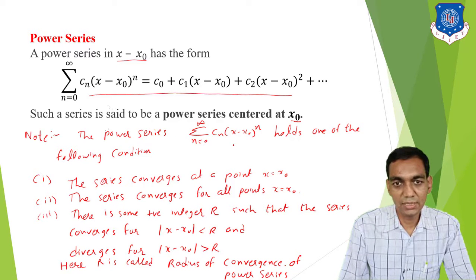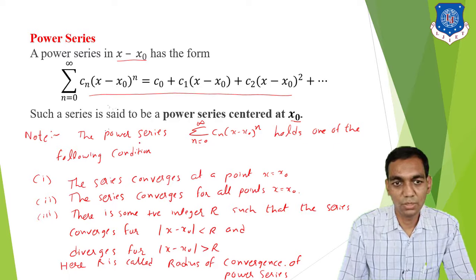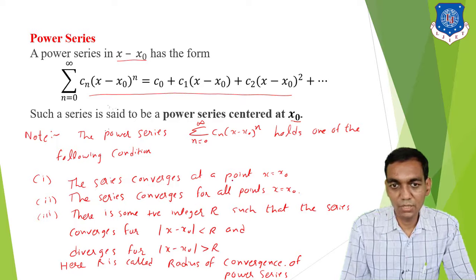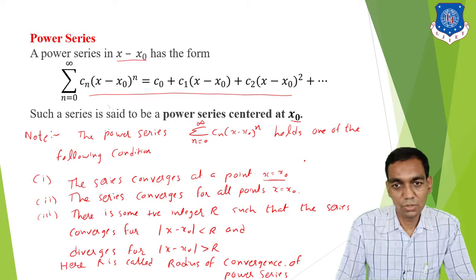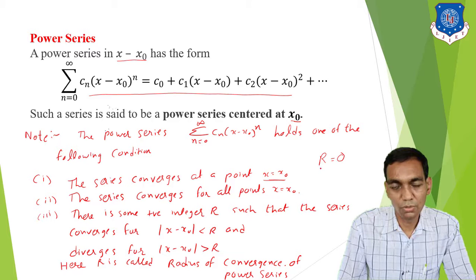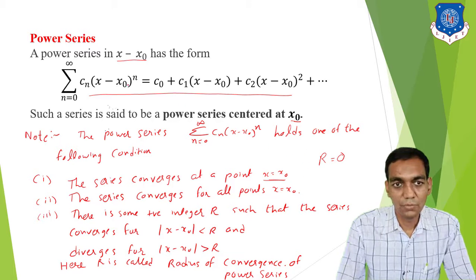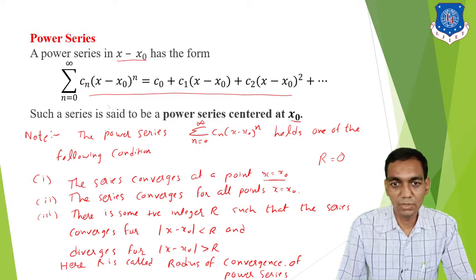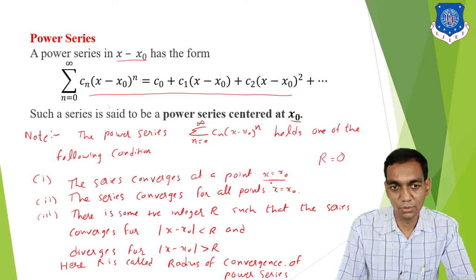The power series sigma Cn into (x minus x0) raised to n satisfies one of the following conditions for convergence. The series converges at a point only, x is equal to x0. That means, suppose you have radius of convergence R equal to 0. Then if you put x equal to x0, you will get only the first term C0. That means it is finite and the limit will be unique for x equal to x0. Correct? So in that case, it converges for only and only the point x equal to x0.